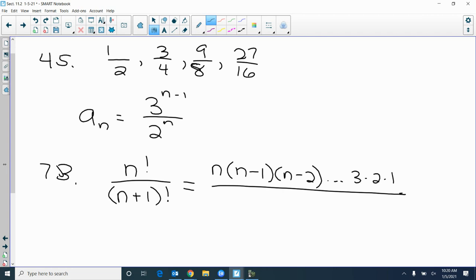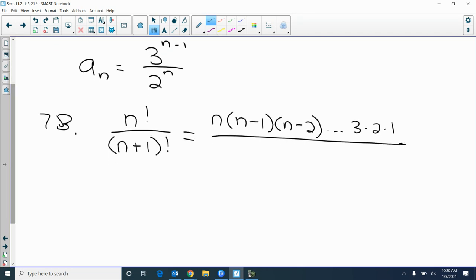How do I write that out? What do we start with? n plus 1. Got to start with n plus 1. What do you think comes next? n, because you subtract 1 from whatever you have here, which would give you n. Then what? n-1. n minus 2, all the way down. 3 times 2 times 1.